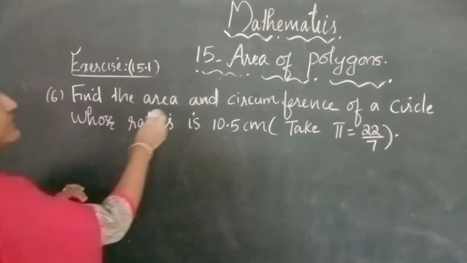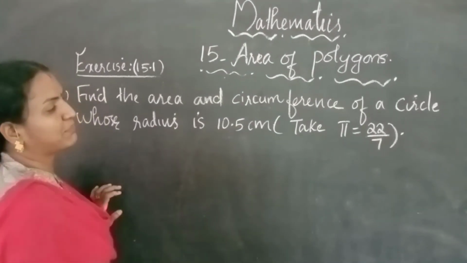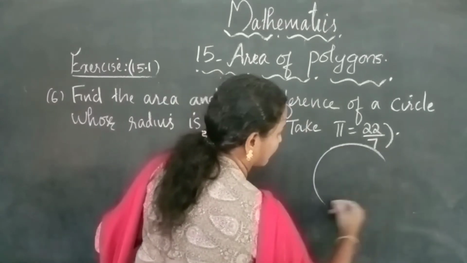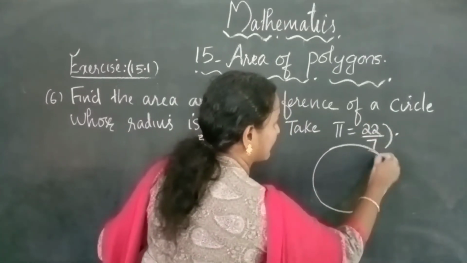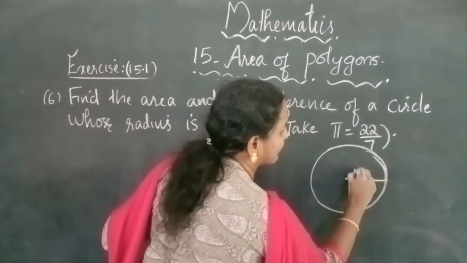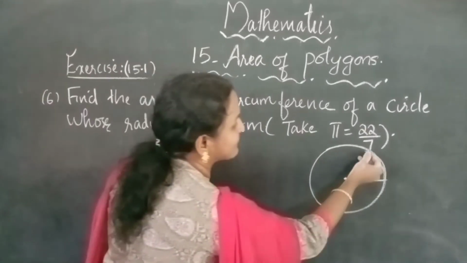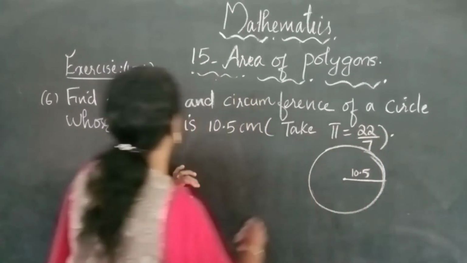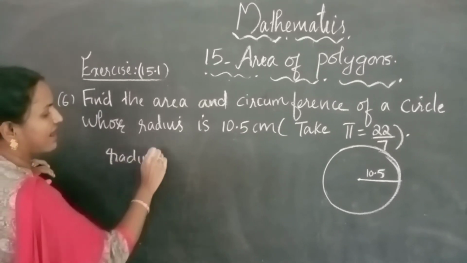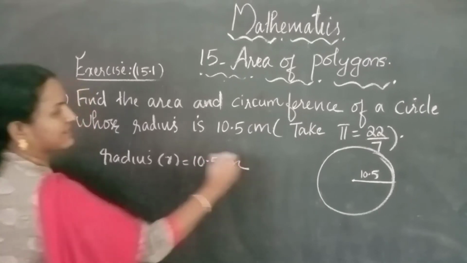Question number 6. Find the area and circumference of a circle whose radius is 10.5. You have to find out the area and circumference. Okay. Then given radius R is equal to 10.5 centimeter.